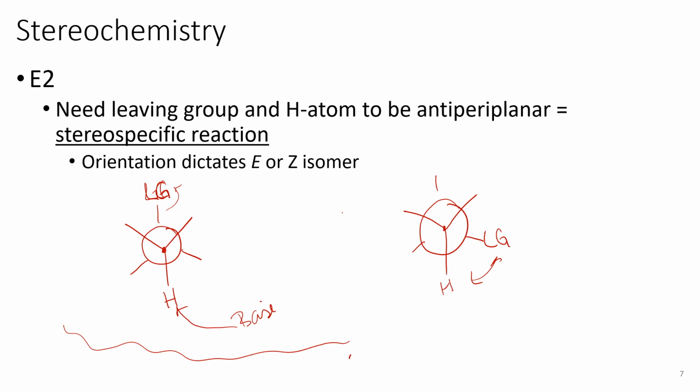And if you'll notice, because of that relationship, that is going to dictate what's on the same side in our double bond that we will be forming. So you'll notice here that we have two groups that would be on the same side in our double bond, and then we have two groups that will be on the same side in our double bond, and that's what's going to dictate the E or the Z isomer that we make, is where those groups are in this anti-periplanar relationship.